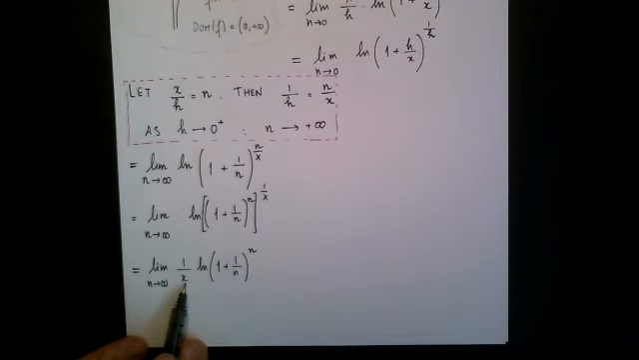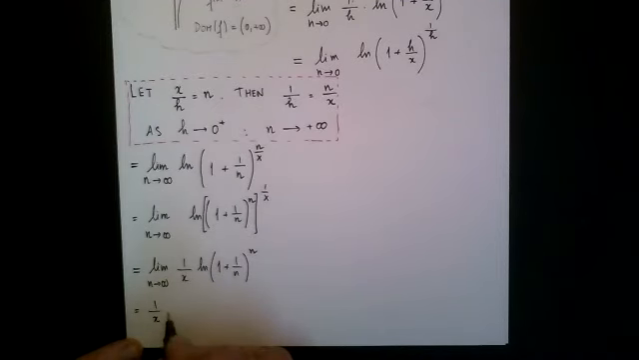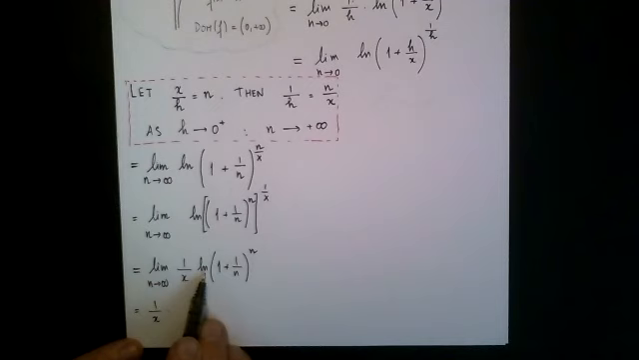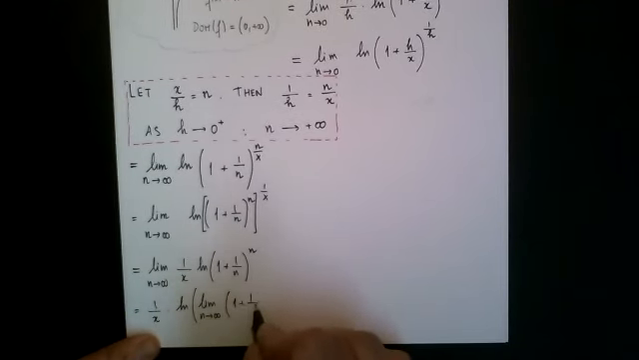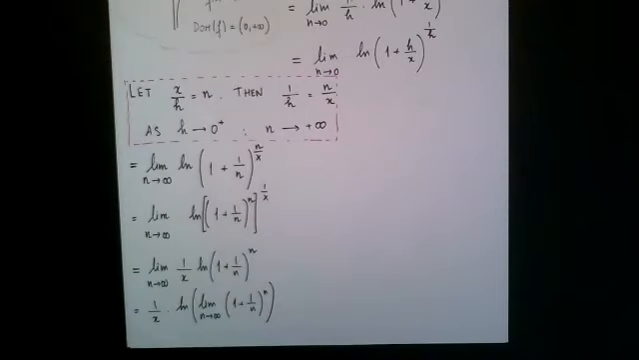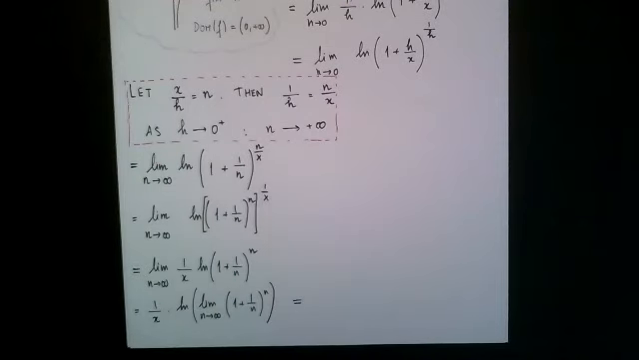Then 1 over x does not depend on n, so I can pull that out of the limit. So 1 over x times the limit of the ln, which is the same thing as the ln of the limit. So I'm going to do ln of the limit as n approaches infinity of 1 plus 1 over n to the power n. Okay.